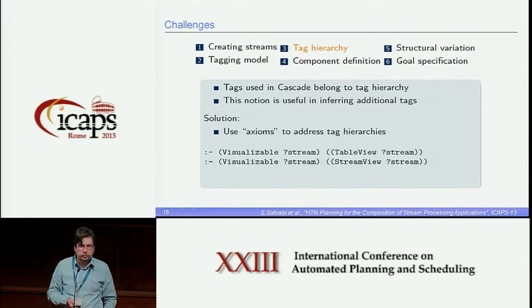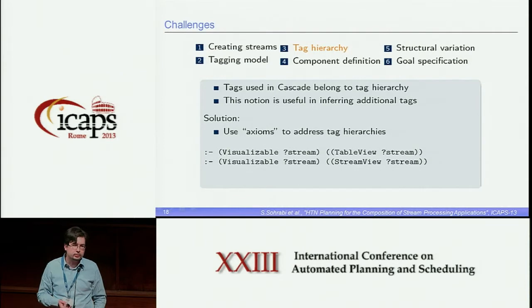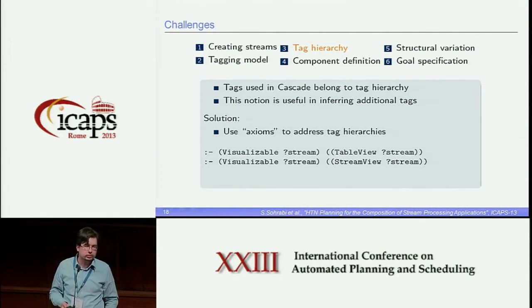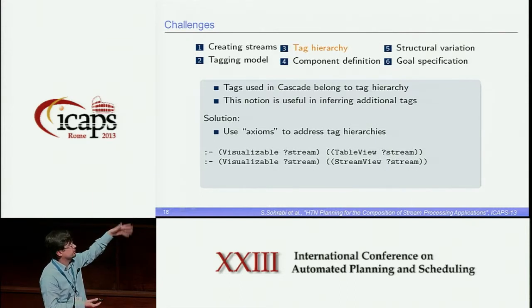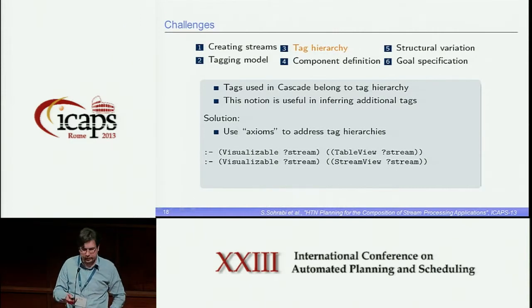Another challenge we had was with representing a tag hierarchy. In Cascade, there is a way to specify very general goals. So the business user may not care about which visualization to use. They may only care about the result being visualizable. And for that, we can use axioms. This is something that's built into the Cascade specialized planner, but now it can also be expressed for the HTN planner.